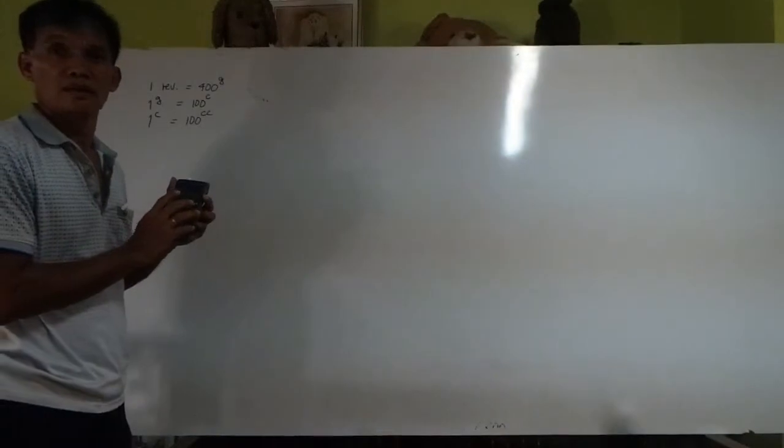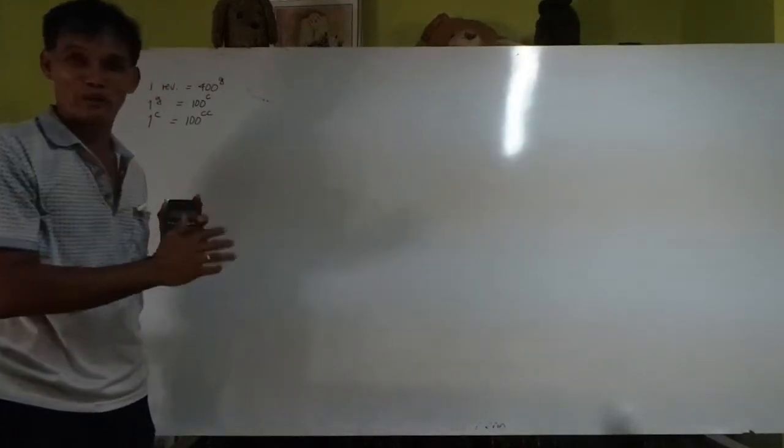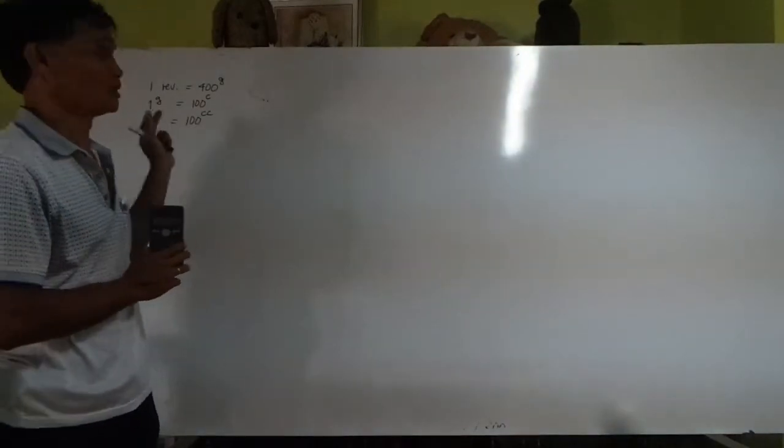Now, why is it that we have to learn the grad system or the centesimal system? Because this is the unit used in European countries. If you go to the UK and become an engineer in England or in Switzerland, this is the unit they use for angles. So you must know about this one, so that you can at least convert one unit to another.